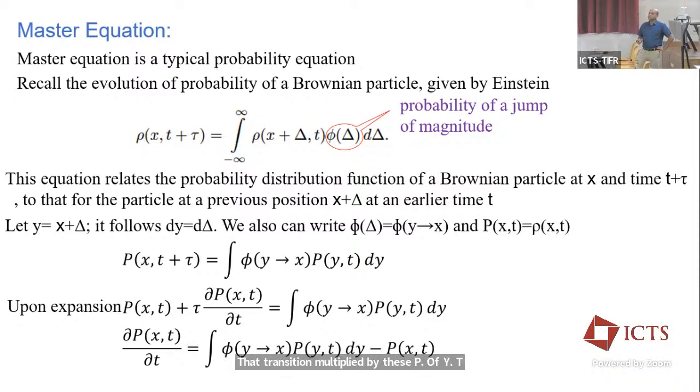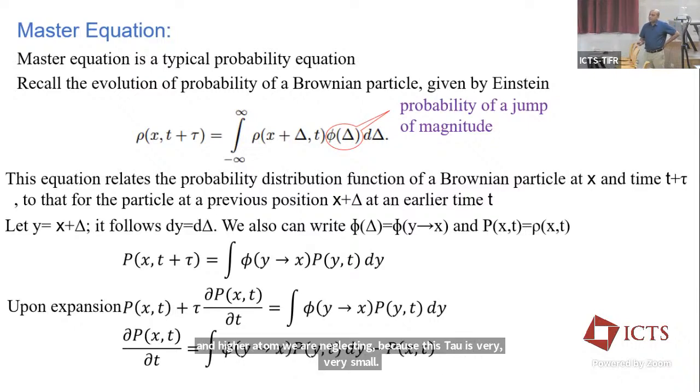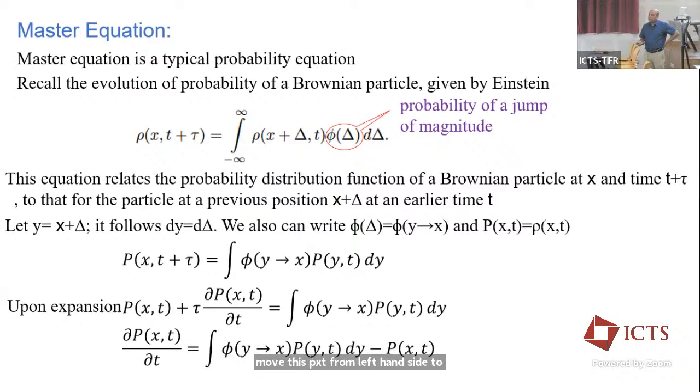Okay, so this one we can again rearrange a little bit. We can expand the left hand side that way. So ultimately we get p x t plus tau dp x t by dt, the first term. The second and higher order terms we are neglecting because this tau is very, very small, we can imagine. So we can move this p x t from the left hand side to the right hand side. Finally we'll get this kind of expression.